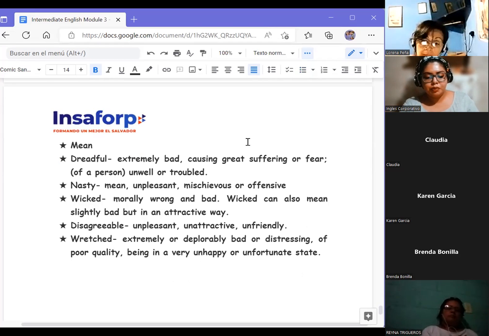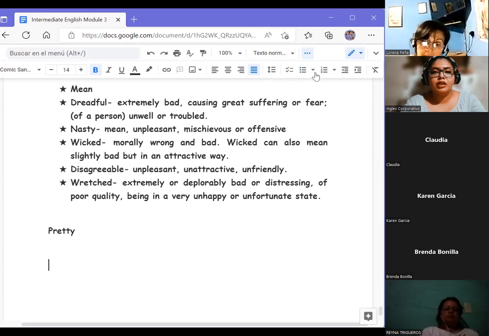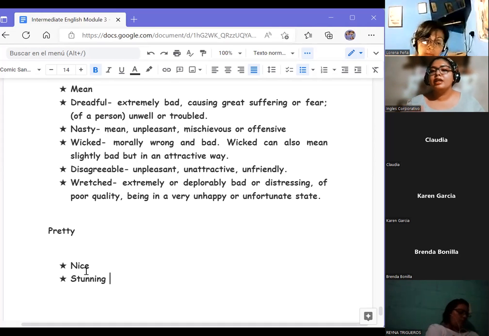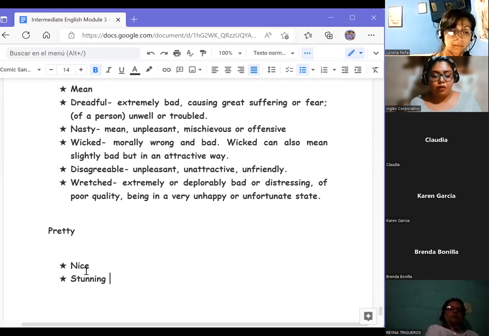So we are going to use pretty. And we have this word, we have nice. That is something pleasant or attractive, of a person that is good natured or kind. Then we have stunning. That means extremely beautiful or attractive. When we say someone is stunning, it's because they are very, very attractive, or handsome, or beautiful.